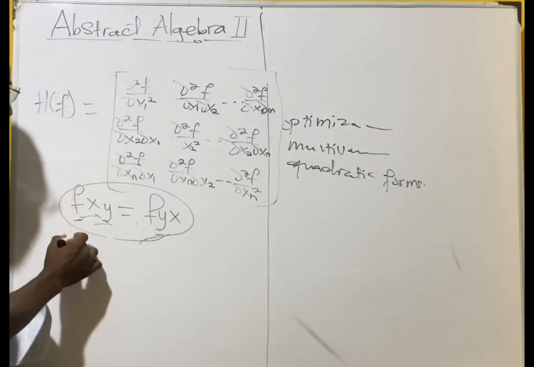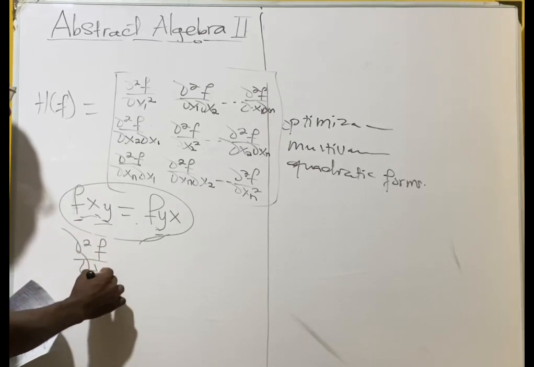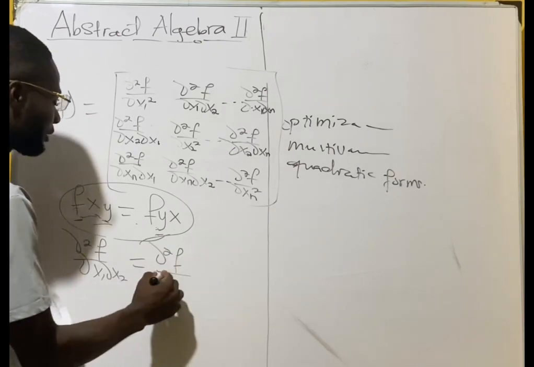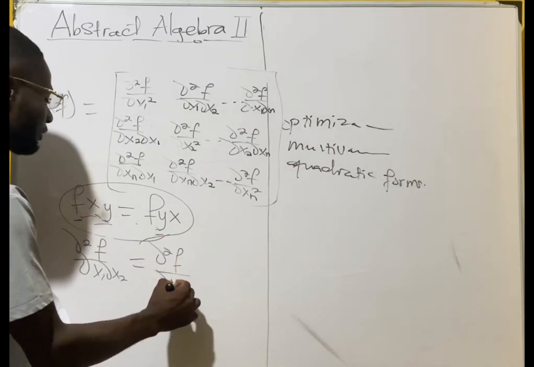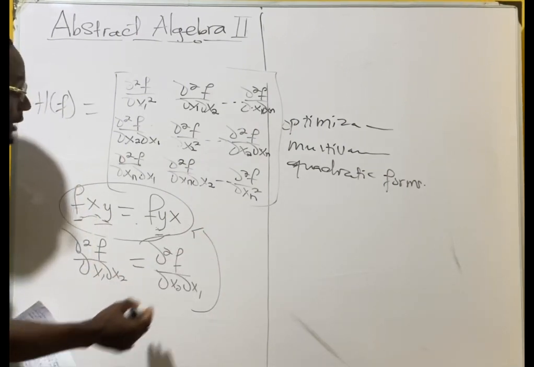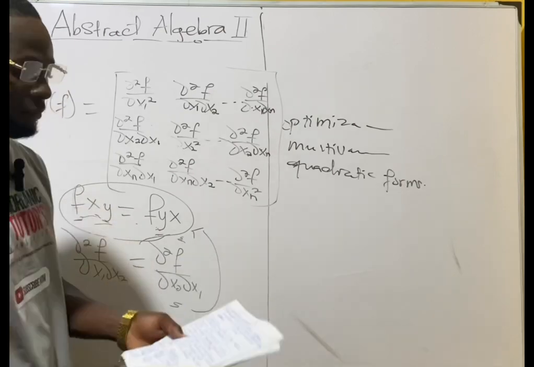So ∂²f/∂x1∂x2 equals ∂²f/∂x2∂x1. This and this are equal, right? You can use either this notation or that notation.